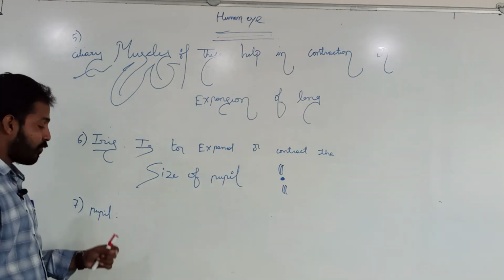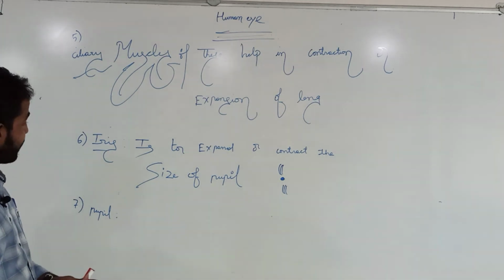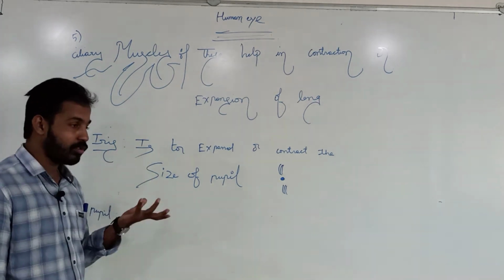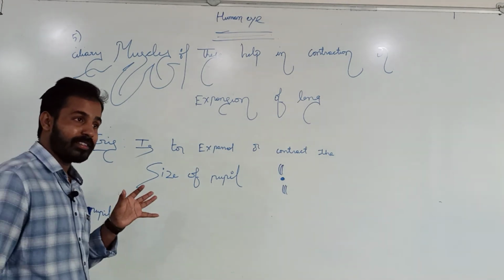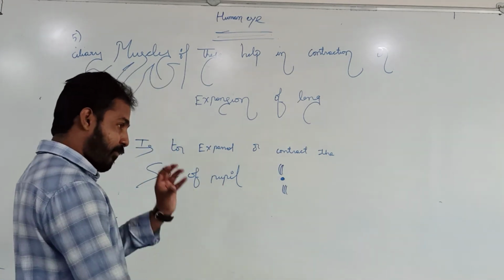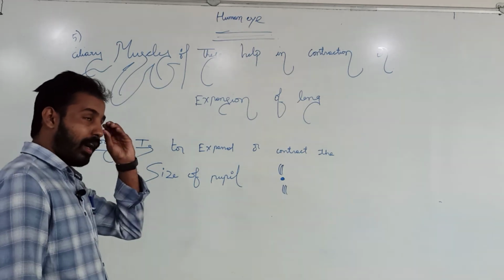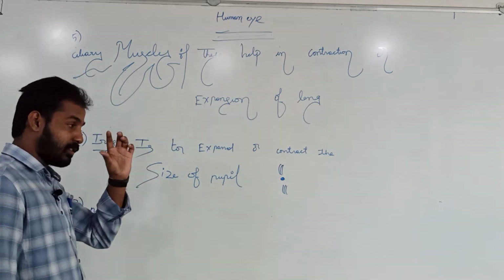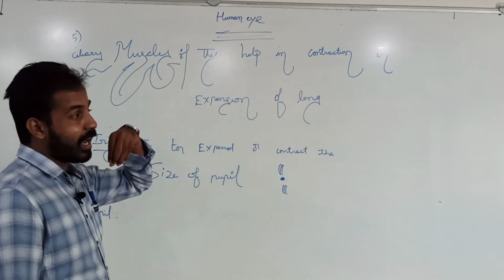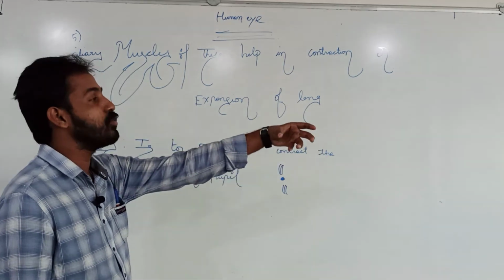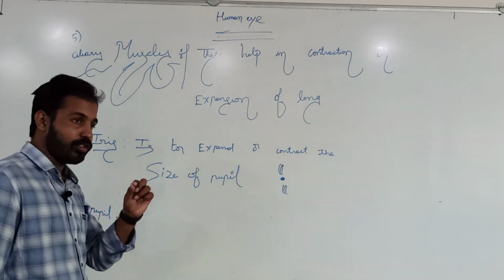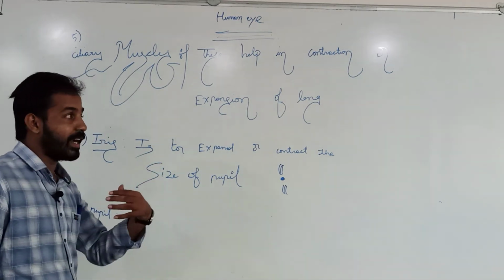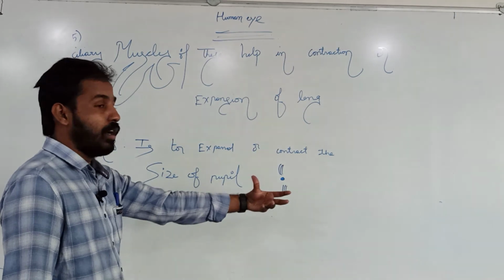We have already studied that the size of the pupil is controlled by the iris. But what is the pupil? It allows the light to pass inside the eye. For example, if the size of the pupil is larger, then a large amount of light will go inside the eye. If the size of the pupil is small, then a small amount of light will enter the eye.